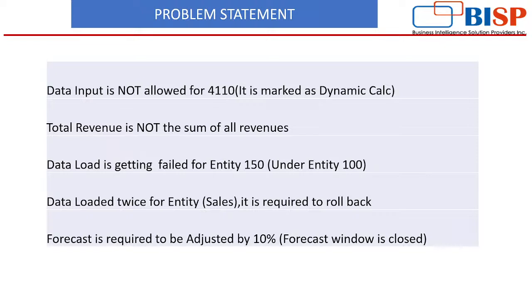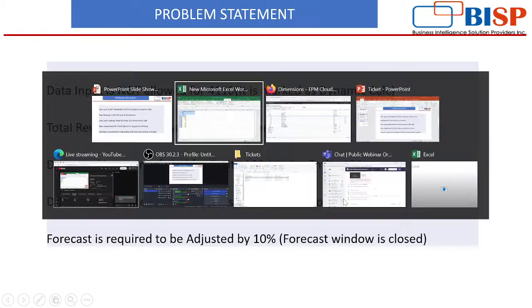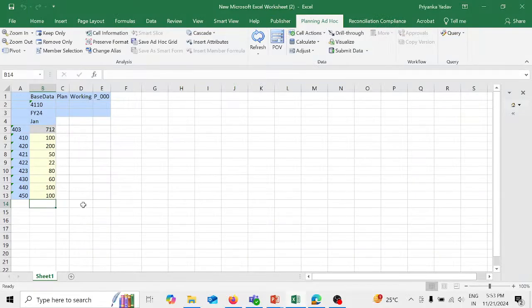Data has been loaded twice. If you see the ticket, data has been loaded twice for entity sales. It is required to roll back. So in such cases, it is recommended to basically clear the data.